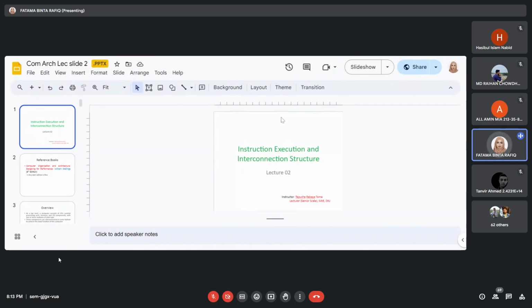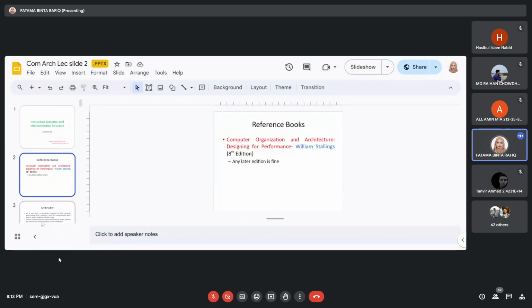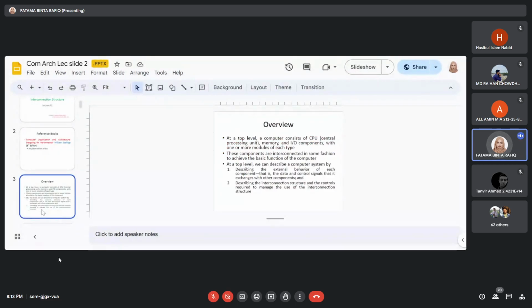In this lecture, we will discuss instruction execution and interconnection structure. I have already discussed it, but we learned only the basics of the instruction cycle. Now we will discuss it in detail. The reference book is provided here. If you want the in-depth discussion with every detail of the figures, you can check this book. Otherwise, to answer the basic questions, the slide is enough.